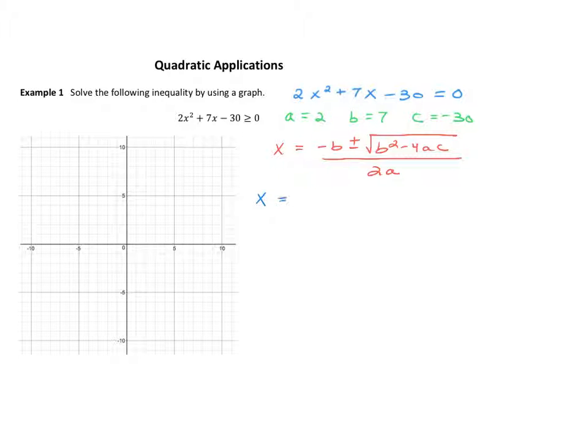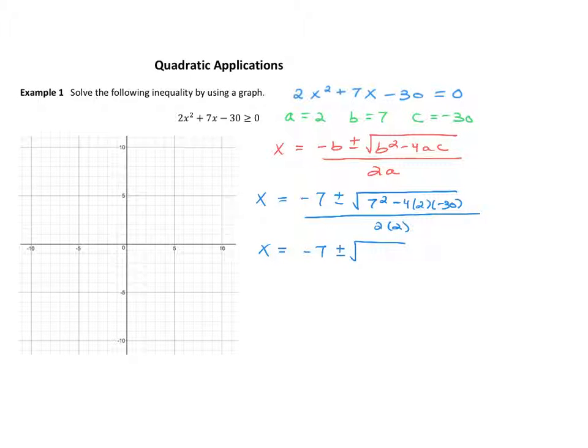So the solutions are negative 7 plus or minus the square root of 7 squared minus 4 times 2 times negative 30, all over 2 times 2. I just have to carefully simplify this. So that's negative 7 plus or minus, I'll just on my calculator figure out 7 squared minus 4 times 2 times negative 30. So I get 289. And that's all divided by 4. And I think that square root is going to work out evenly. And it does, it's 17.